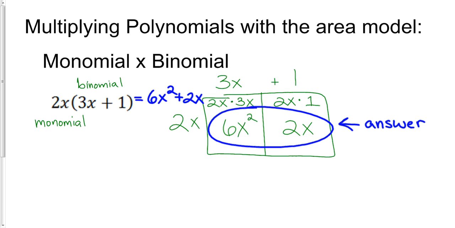So just to recap real quick, you have your two factors, the monomial factor and the binomial factor. Those would go outside the boxes, and then you draw a line to separate up the binomial, and then you multiply together to fill in what goes inside the boxes.